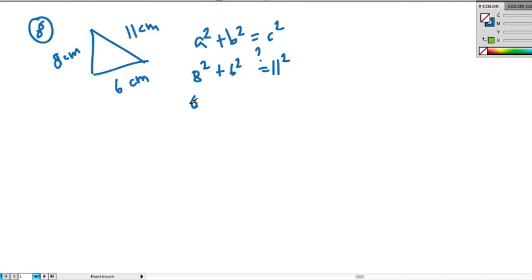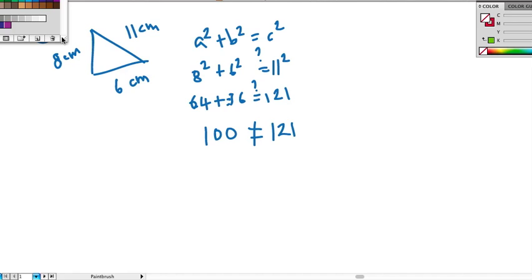So 8 squared is 64. 6 squared is 36. And we're asked if this equals 11 squared, which is 121. So again, question mark. 64 plus 36 is 100, and 100 doesn't equal 121. So therefore, we need to go back and answer this question.